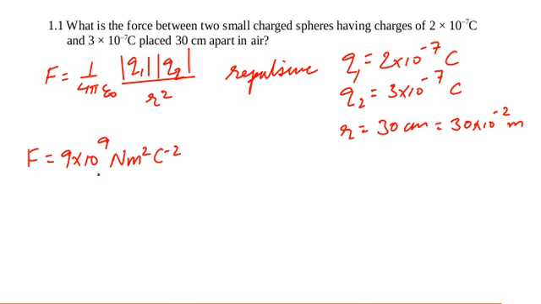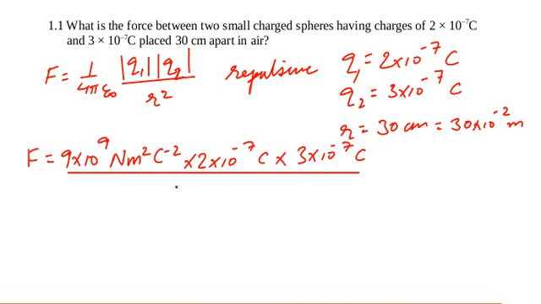And now placing other values in the formula, charge q1 is 2 into 10 raised to the power minus 7 Coulomb. Charge q2 is 3 into 10 raised to the power minus 7 Coulomb, all divided by distance squared 30 into 10 raised to the power minus 2 meter square. Now one more thing, before doing any calculations, first solve for units. This will help you a lot. You will see it now. Let me first solve for the units.